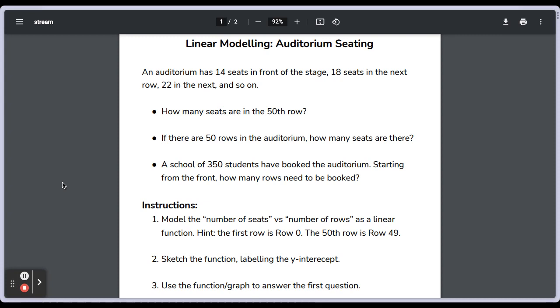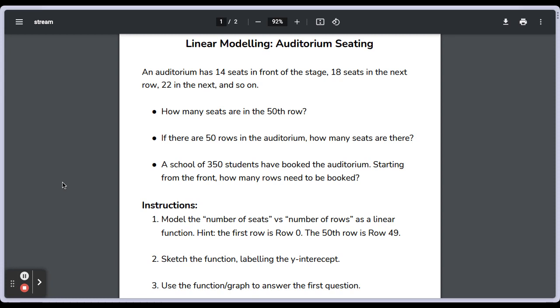So an auditorium, place where plays might be held or speeches or whatever else. 14 seats in the front row, front of the stage. 18 seats in the next row, 22 seats in the next row, etc. So it's going to have a kind of a trapezium type shape, right? Question 1 is, how many seats are in the 50th row? That's the first question and the only question I want you to answer.